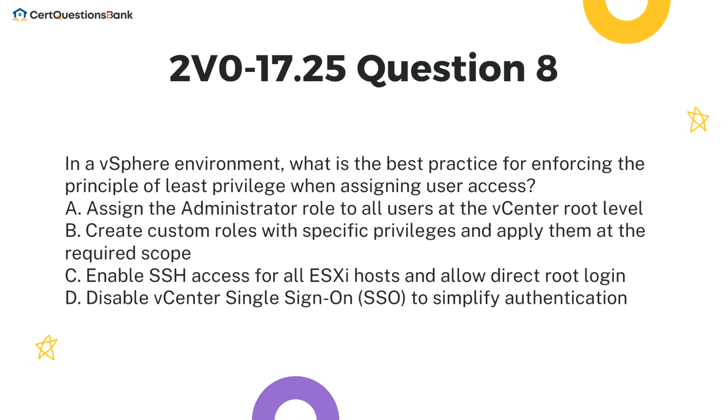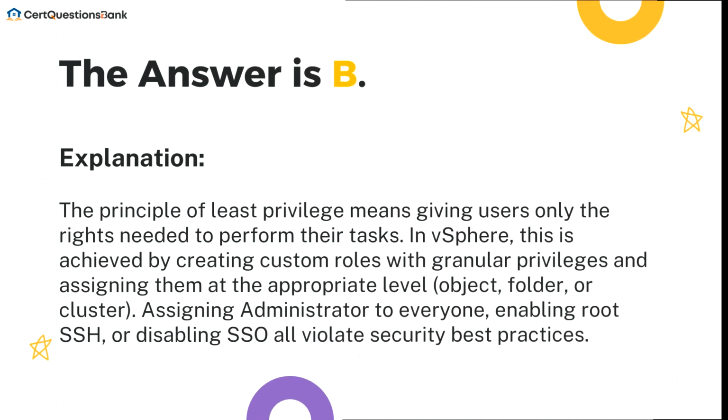In a vSphere environment, what is the best practice for enforcing the principle of least privilege when assigning user access? A. Assign the administrator role to all users at the vCenter root level. B. Create custom roles with specific privileges and apply them at the required scope. C. Enable SSH access for all ESXi hosts and allow direct root login. D. Disable vCenter Single Sign-On (SSO) to simplify authentication. The answer is B.